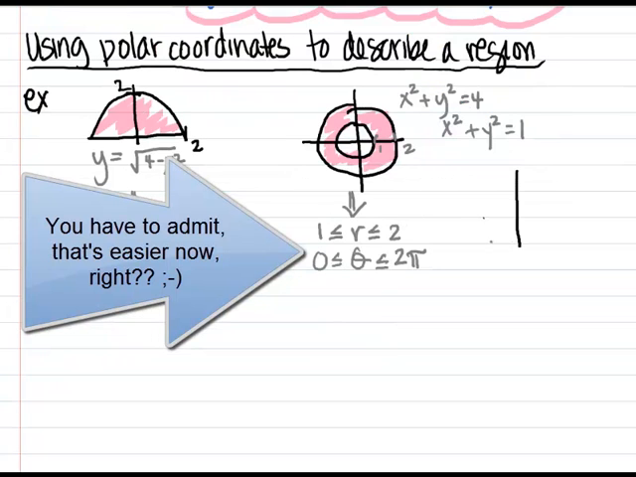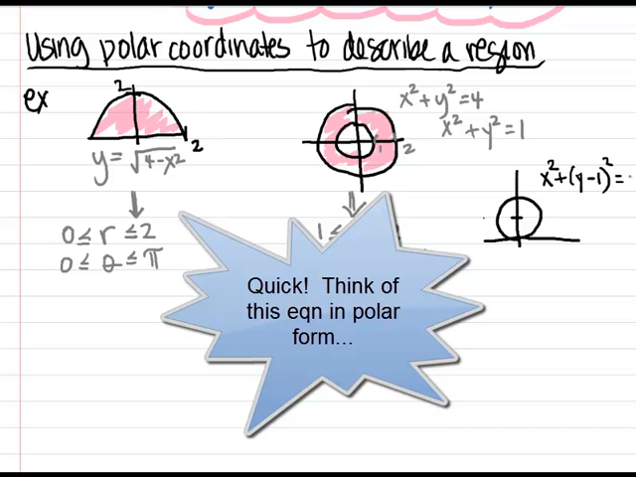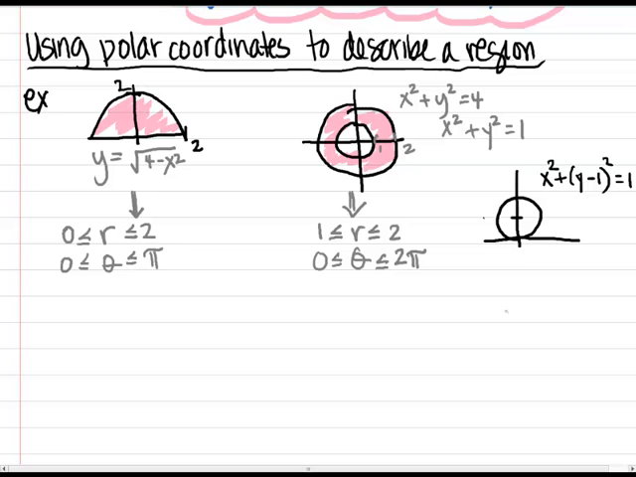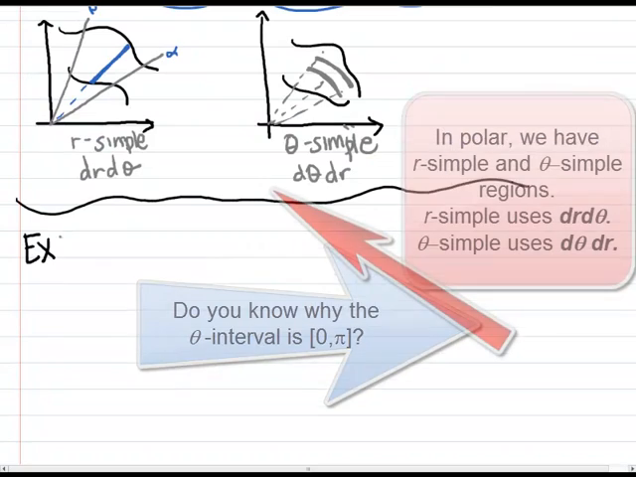One last one, if we were to have a circle symmetric to the y-axis with a radius of 1, this would be x squared plus y minus 1 squared equals 1. But in polar form, we would think of this as r is between 0 and 2 sine theta, and theta is between 0 and pi.